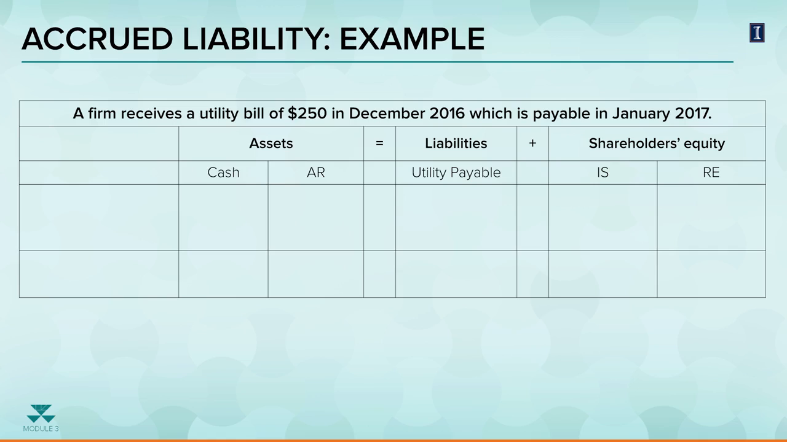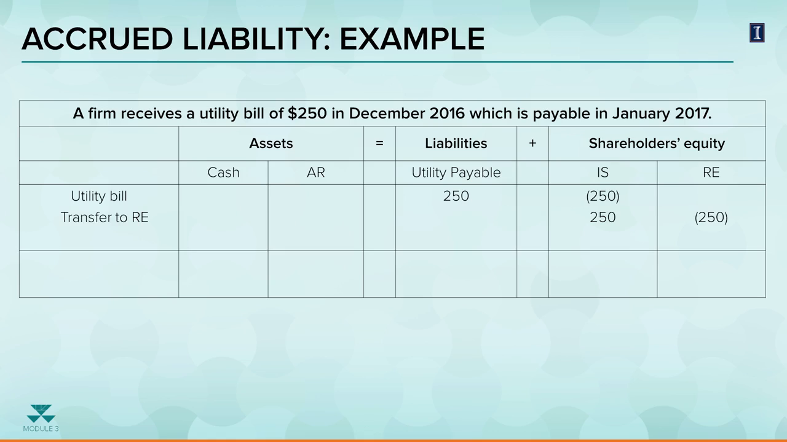Here is another example. Again, we are talking about accruals. There is first economic transaction, and then cash transaction will come. Here we have a firm receiving a utility bill of $250 in December 2016, which is payable in January 2017. So how are we going to book this? First, the firm receives utility bill. Since these utility bills are some form of expenses, we are going to book an expense on the income statement as $250. But firm is not supposed to pay this money yet. Therefore, we create a liability called utility payable, which is $250.